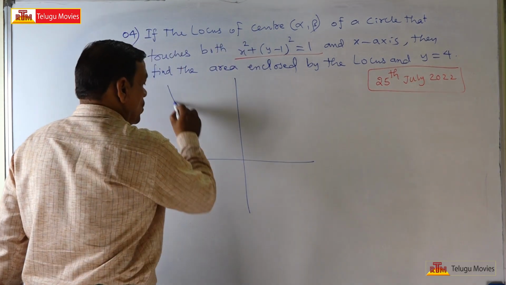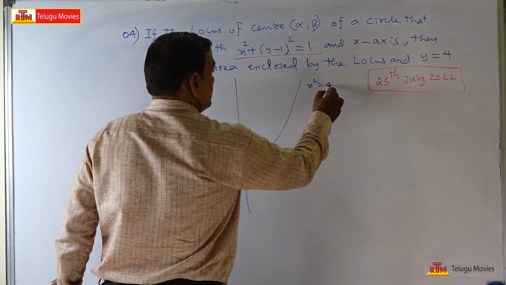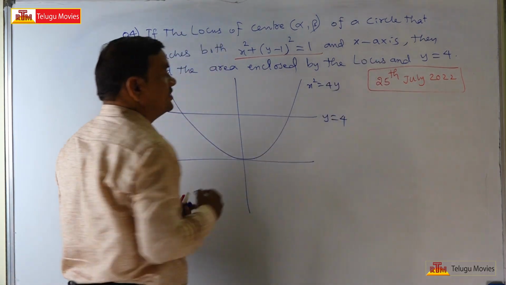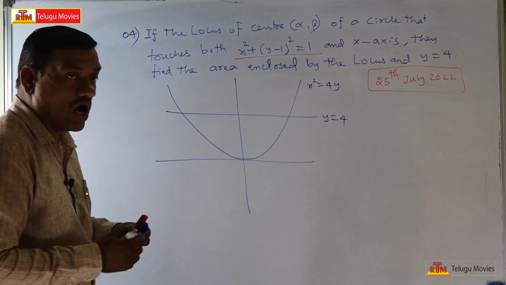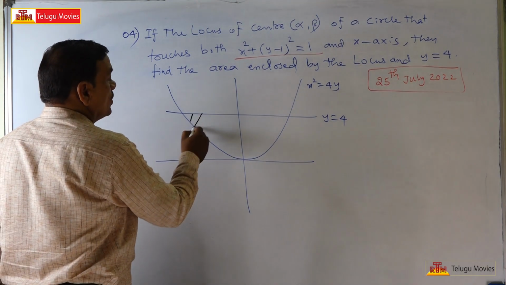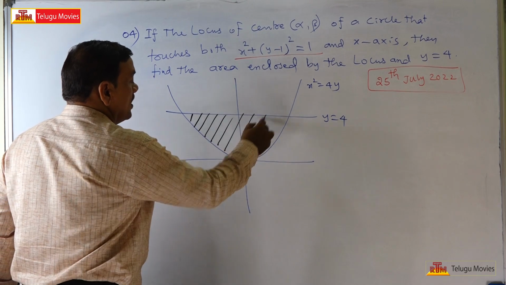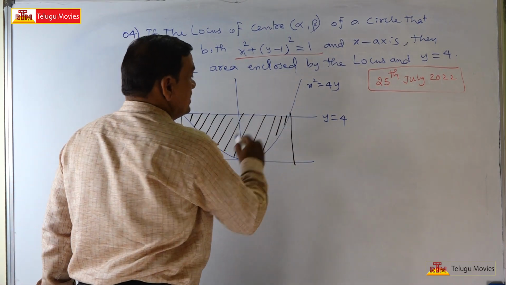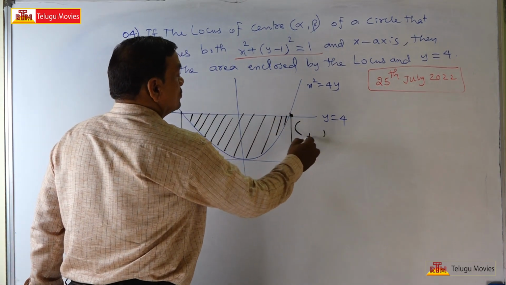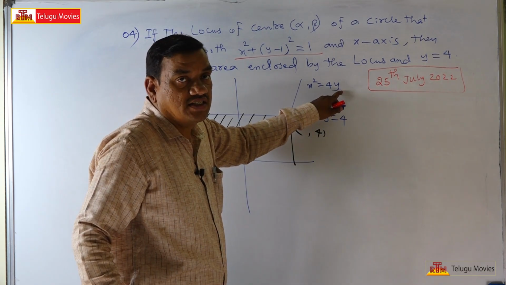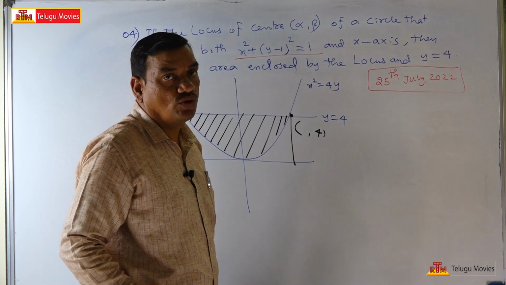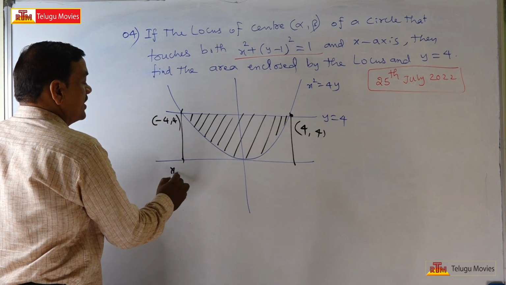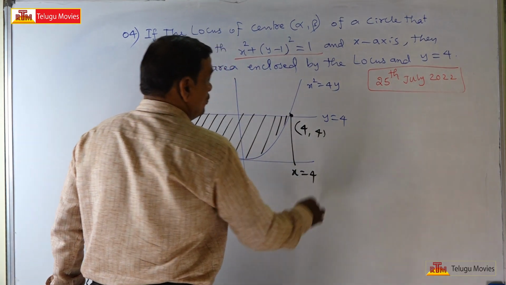We got the locus as this. So this is the x square is equal to 4y curve and it is the y is equal to 4 line. Y is equal to 4 is a line. Now he has asked to find the area enclosed by the locus, that means that curve and this line. Very easy one. So this is the lower bound and this is the upper bound. What will be this point? The y coordinate is 4, 4 fours are 16, x square is equal to 16, x is equal to plus or minus 4. So this is 4 comma 4 and this is minus 4 comma 4.